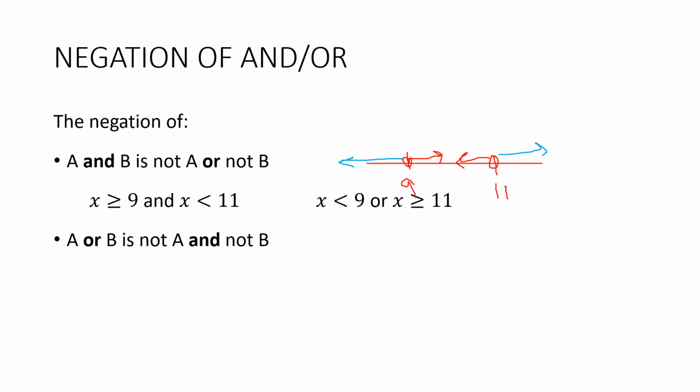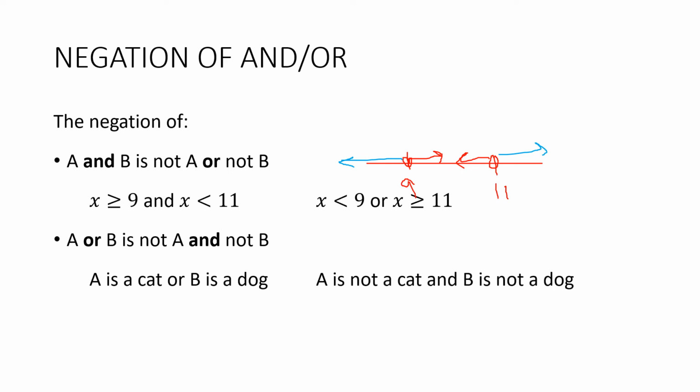And the negation of A or B is not A and not B, so or becomes and. Here's the statement: A is a cat or B is a dog. The negation of that is A is not a cat and B is not a dog.